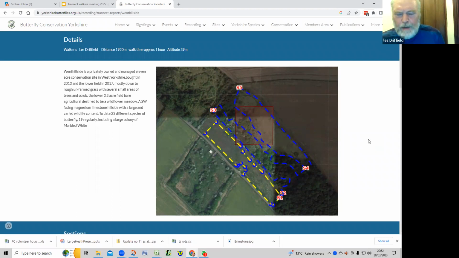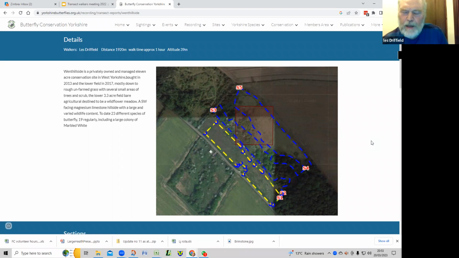The lower field is mainly down to rough vegetation, grass, thistles, nettles, you name it. And there's a lot of nectar source. Yes. The beauty of it is, with it being a southwest-facing hill, that it gets very warm. And if we have an easterly wind, or let's say a northeasterly wind, it circulates the air. So I managed to get a transect in April when the local temperature was something like about 12 degrees, and on the hillside it was more like 20.